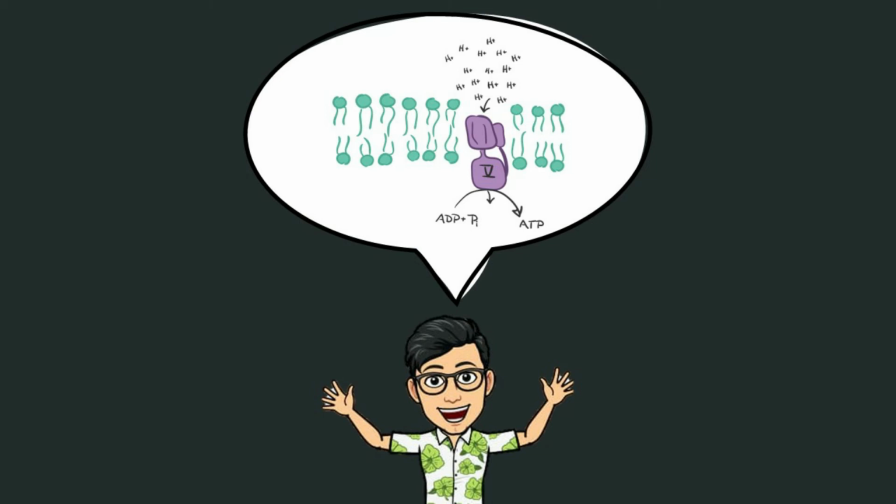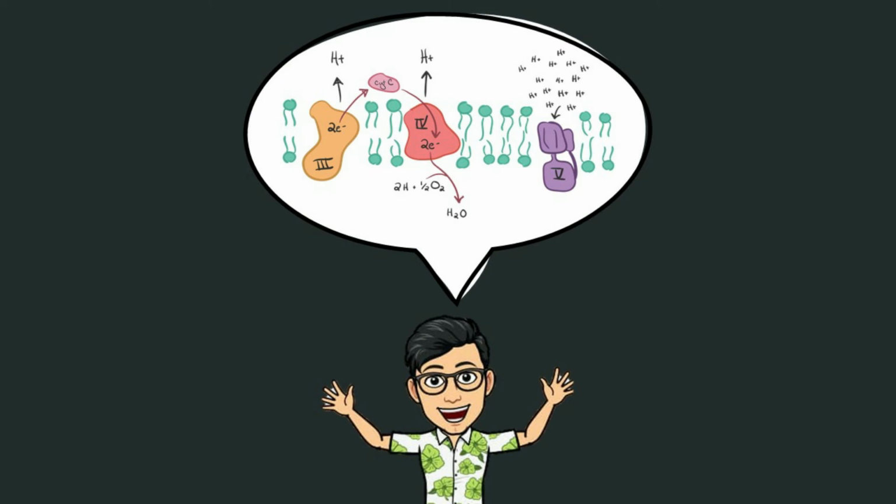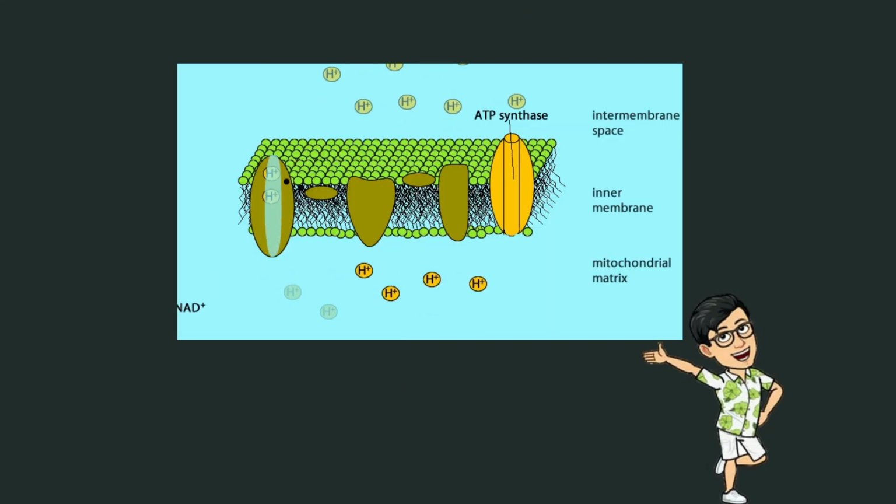As the accumulated protons follow the electrochemical gradient back across the membrane through an ATP synthase complex, the movement of the protons provides energy for synthesizing ATP from ADP and phosphate. At the end of the ETS, 2 protons, 2 electrons, and half of an oxygen molecule combine to form water. Since oxygen is the final electron acceptor, the process is called aerobic respiration.